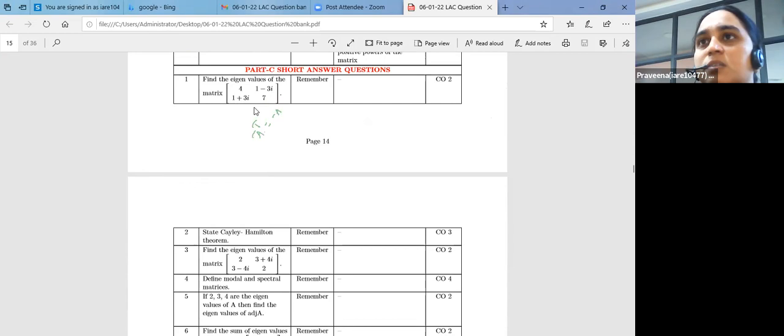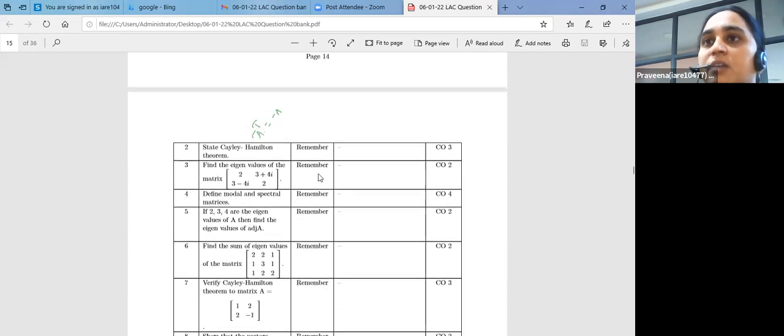Next, short answer questions. The first question, find the eigenvalues of the matrix 4, 1 minus 3i, 1 plus 3i, 7. It is a question we did in the last class. Only up to the eigenvalues they are asking in the short answer. Find the eigenvalues. And next, second question, state Cayley-Hamilton theorem. It's a very simple question. What is the Cayley-Hamilton theorem property? Every square matrix satisfies its own characteristic equation.